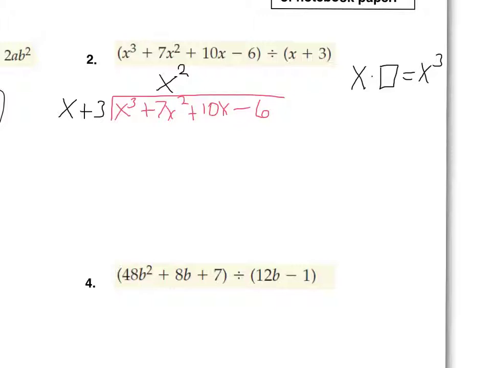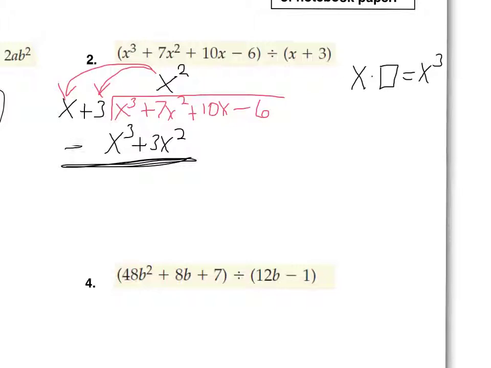Now, you have to multiply that x squared back by x plus 3. So first you're going to do x squared times x, that's just x to the third. We kind of already knew that because that was how we found out what this number was going to be in the first place. But you also have to multiply it by the 3. So x squared times 3 is 3x squared, positive 3x squared. And so then the next step is to subtract. And so you're going to subtract x to the third minus x to the third, so those just go away. But then you're also going to subtract 7x squared minus 3x squared. So 7 minus 3 is 4x squared.